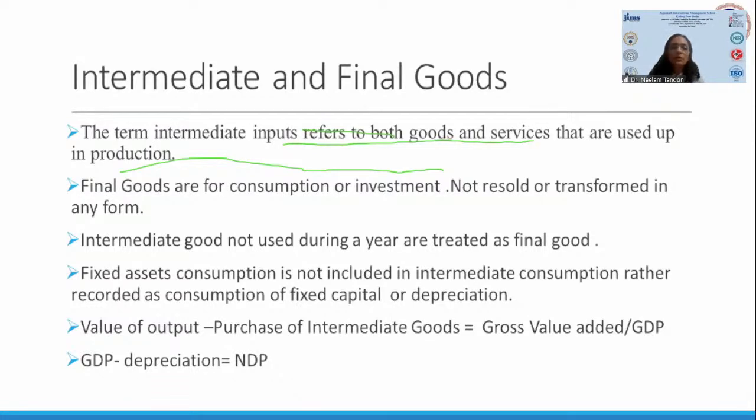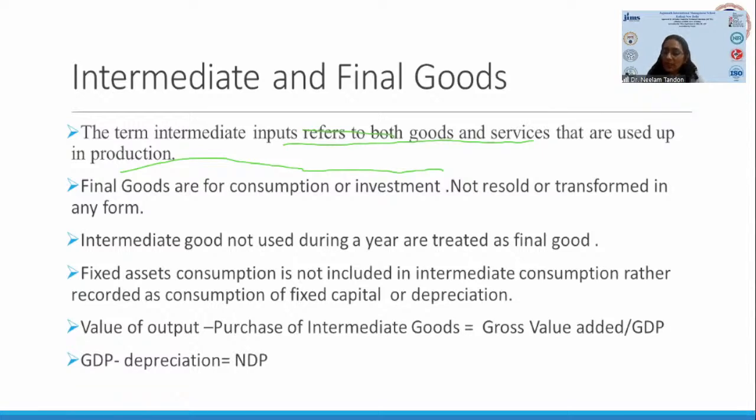So intermediate goods not used during a year. Suppose you are a firm, you have certain inventory piled up with you and you didn't use it during that particular year. So it's going to be used for the next year. That means it is a final good. You're using it for further investment in the next year. So that's a part of final good. So intermediate goods not used during a year are a component of final goods.